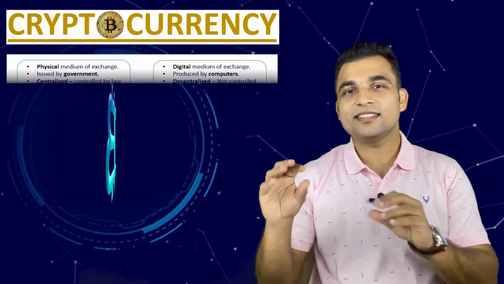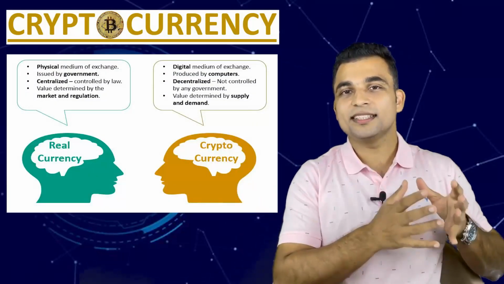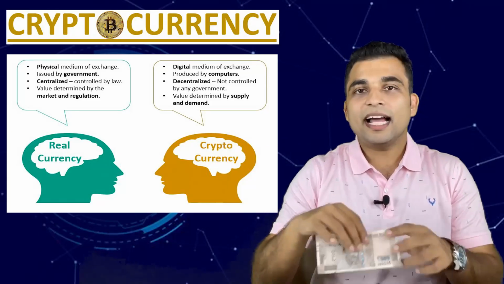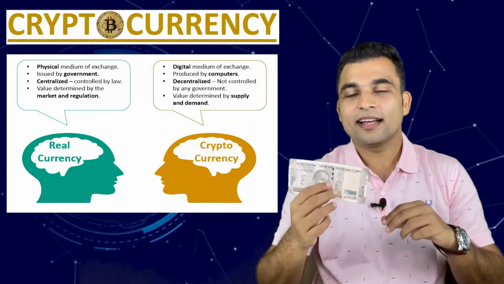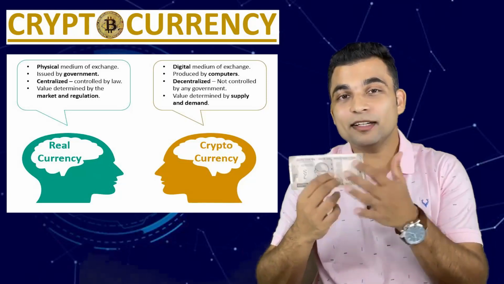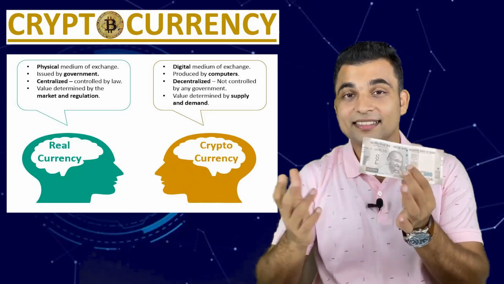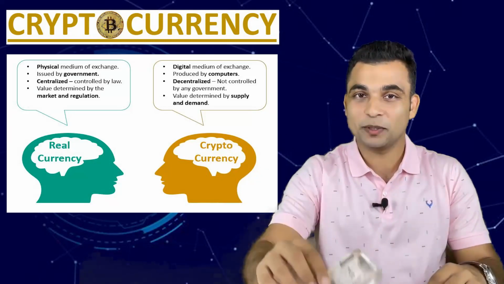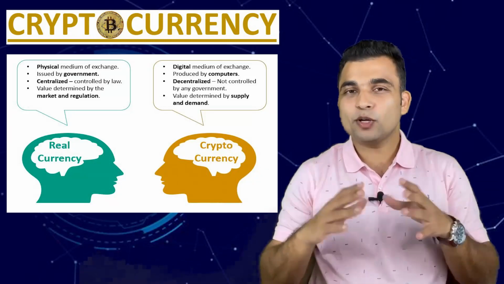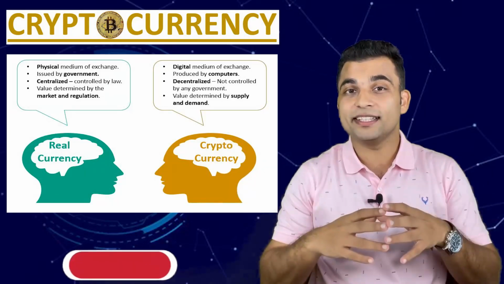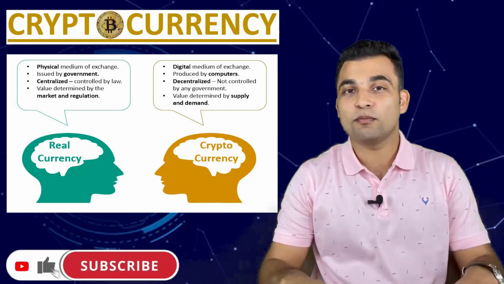Now let us look into the difference between the real currency or physical currency versus the cryptocurrency. Let me give you a simple example. I have 500 rupees note in my hand, and in this case, it is guaranteed by the central government. I can see it and I can feel it, and that is the reason people accept it as well. Whereas cryptocurrency is a digital currency, you cannot feel it or you cannot see it. It is in the electronic form.